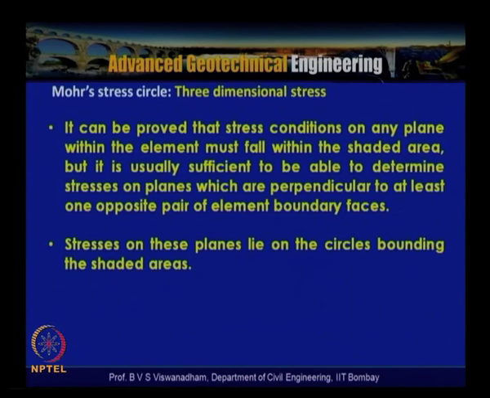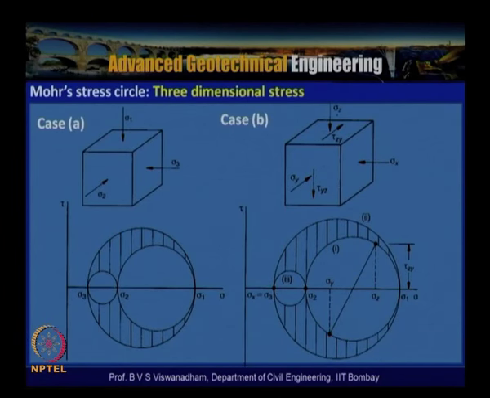So stresses on these planes lie on the circle bounding the shaded area. So these stresses for case A, where a block is having only normal stresses, sigma 1, sigma 2 and sigma 3 are shown here. In this case the Mohr circle is represented like this, with sigma 1 and sigma 3, and sigma 2 is the intermediate stress, that is the intermediate principal stress.